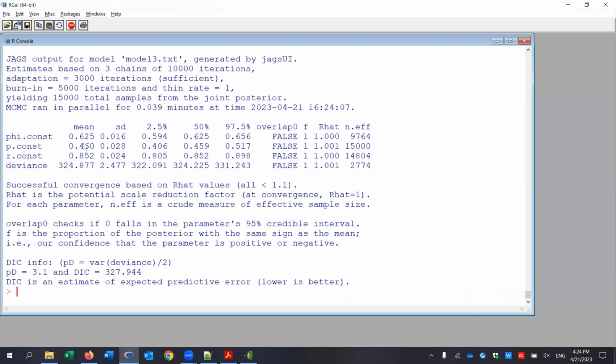And now we again have an estimate of survival probability, an estimate of the recapture probability, and an estimate of the recovery probability. So now we have made an integrated capture-recapture and dead recovery analysis.